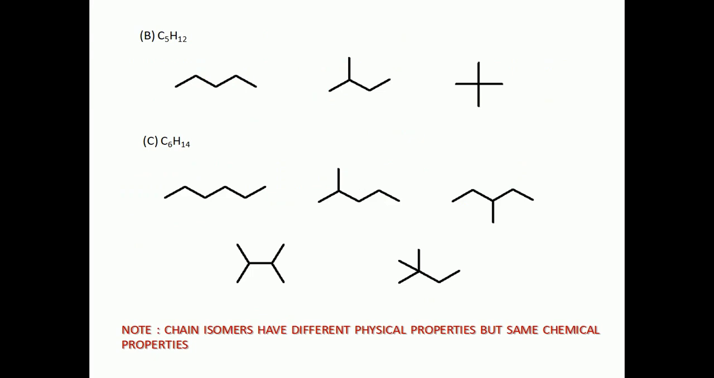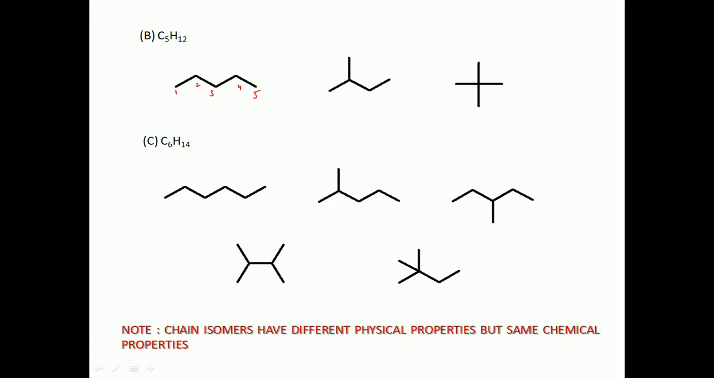In case of C5H12, here you are having 5 carbon atoms and 12 hydrogens. In the first structure, you are having 1, 2, 3, 4 and 5, so 5 carbon atoms in the chain. What is the name of the structure? Name of the structure is n-pentane, or we can also call it pentane.